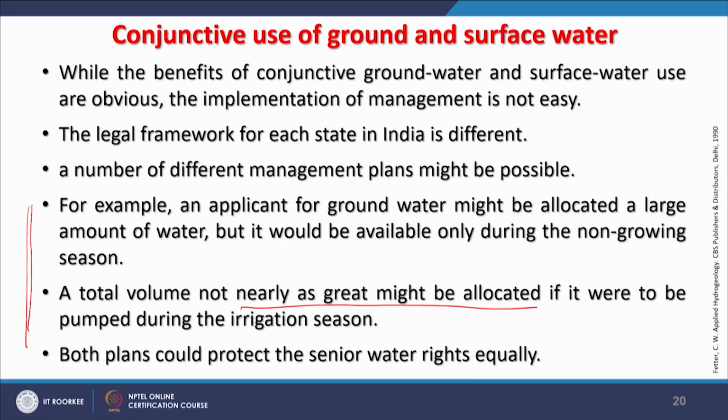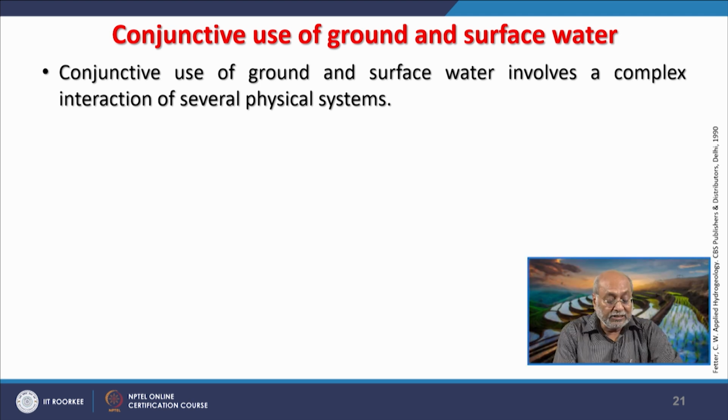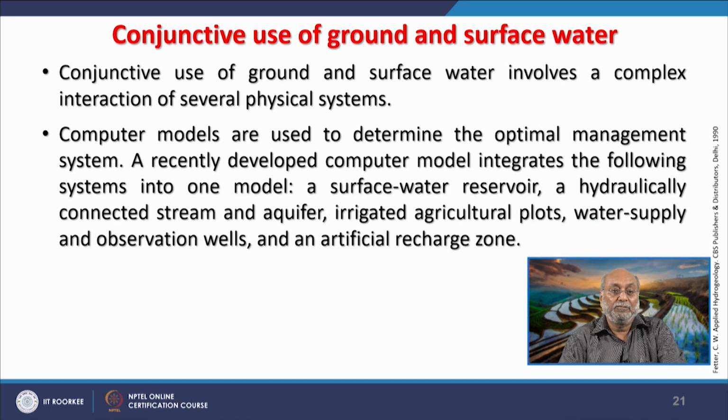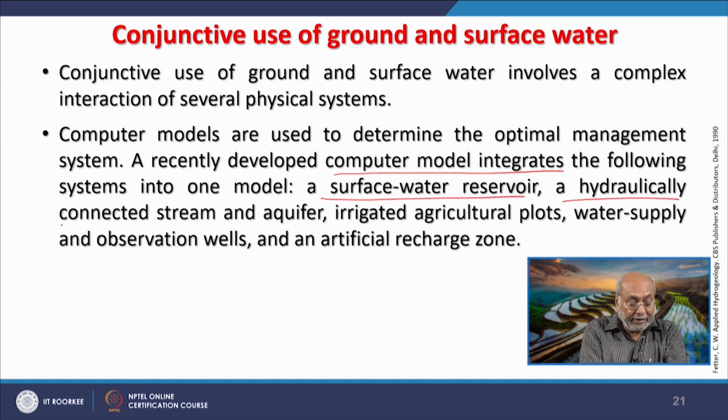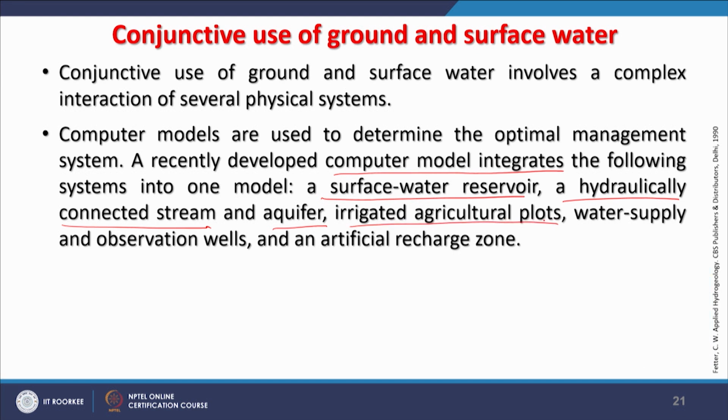So, both plans or different plans could protect the senior water rights equally. This conjunctive use of ground and surface water involves a complex interaction of several physical systems. Computer models can also be employed for the optimal management system. There is a lot of development taking place about this computer model which integrates the following systems into one model: the surface water reservoir, a hydraulically connected stream system, aquifer, irrigation, agricultural plots, water supply and observation wells, and an artificial recharge zone.